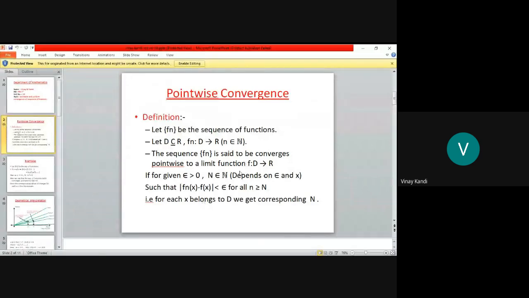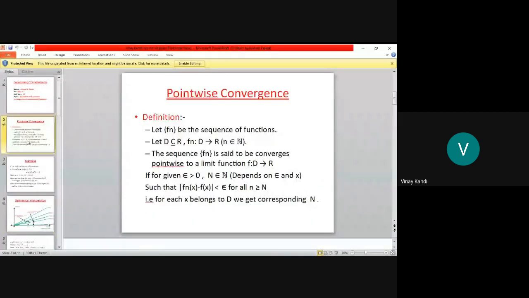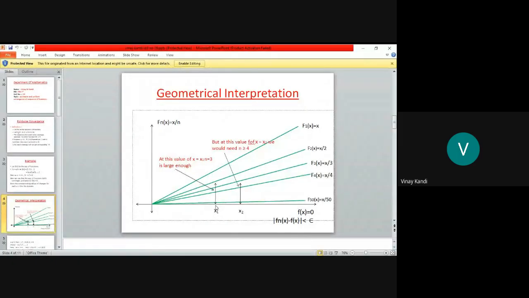What is being said here is that in pointwise convergence, this capital N depends on epsilon and also depends on x. How does it depend on epsilon? As epsilon changes, the value of capital N changes. So this N depends on epsilon and also on x. I will get a different N each time. For x1, capital N is equal to 3, and for another point capital N is equal to 4, such that mod of fn of x minus f of x is less than epsilon. So this is the geometrical interpretation of pointwise convergence.